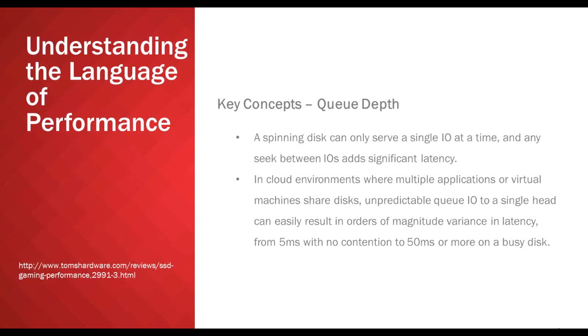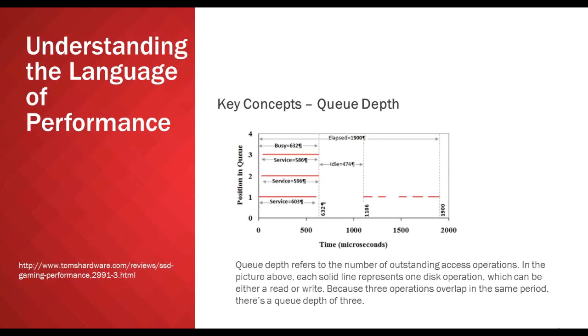Queue depth is really important to understand, because you could have all the flash drives or storage architecture that you need, and if you have an application that can only deliver a queue depth of 1, you're still going to see performance issues. A spinning disk can only serve a single I/O at a time, and seeking between those I/Os adds significant latency. In cloud environments where multiple applications or virtual machines share disks, unpredictable queued I/O to a single head can easily result in an order of magnitude more latency, from a single seek at 5 milliseconds with no contention to close to 50 milliseconds or more on a busy disk. This is where flash really helps service providers deliver that quality of service.